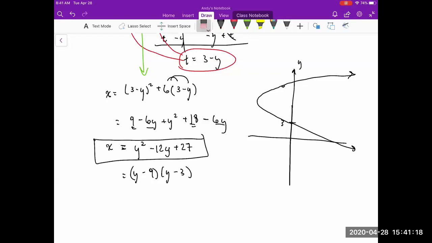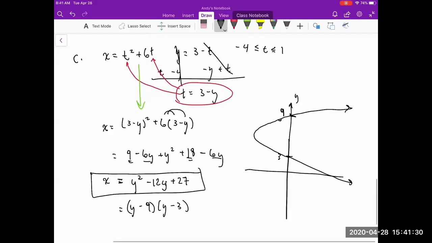So let me shift up 9 more so it looks a little better. Whoops. That's fine. So that's 9. Now, the only thing, though, is that if you notice here, t has to be in between negative 4 and 1. So what we can do is plug in negative 4 to see what the lowest y value is, and plug in 1 to see what the highest y value is, or vice versa. It just kind of depends.